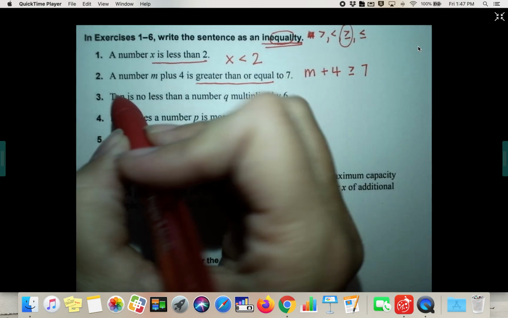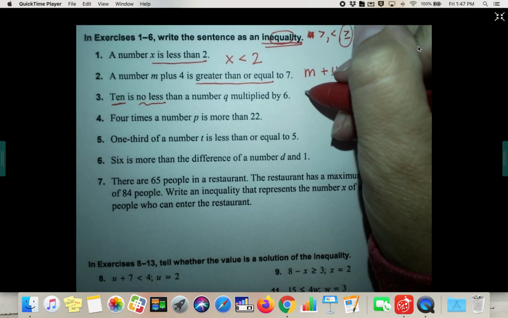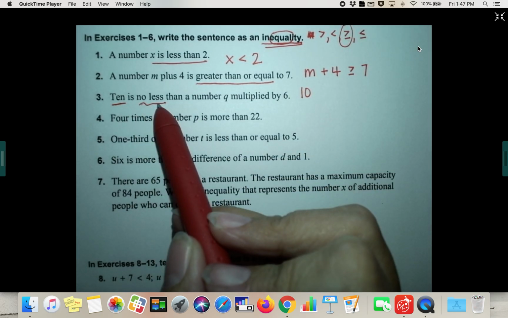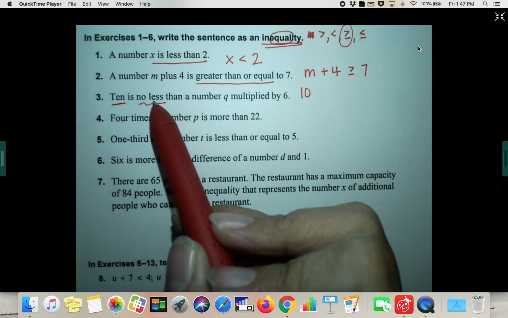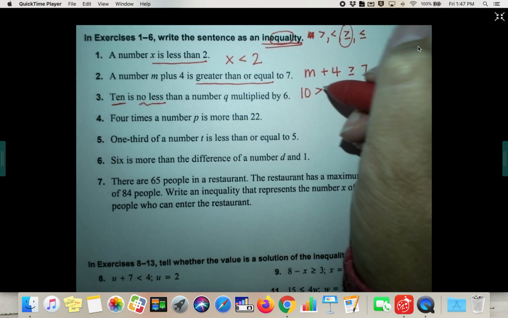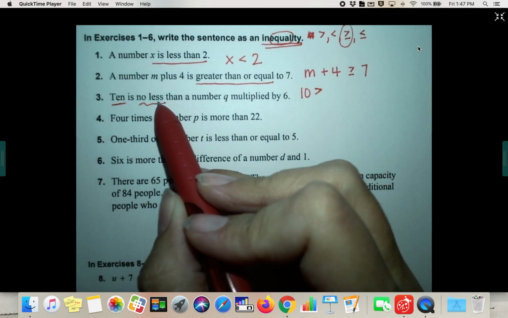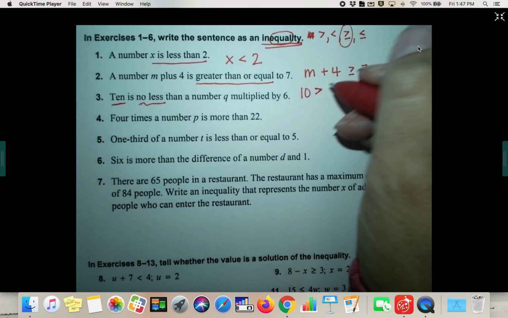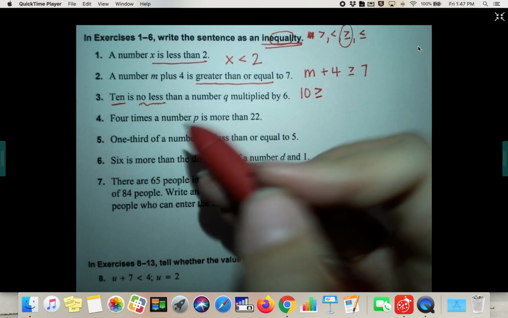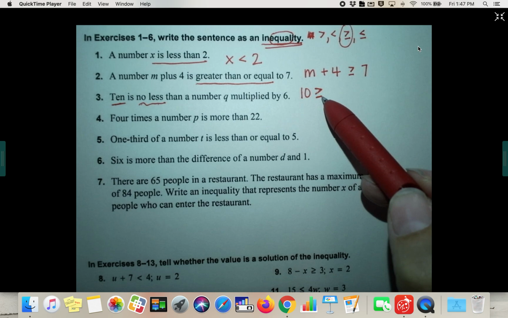Okay, number 3. 10 is, this is tricky, no less. Okay, so let's write 10 and let's think about that. If 10 is no less, could it be more? It could. So if it could be more, then it could be greater. That's the greater than symbol. No less means it could also be equal to exactly. So it can't be less, but it could be greater than, or it could be exactly equal. So that's what no less means. It means it's not going to be any less, but it could be more, or it could be exactly equal.